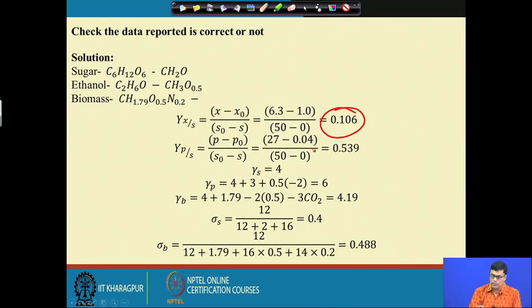One is the cell mass yield, 0.106 gram of cell per gram of substrate consumed. Yp by S is 1.539 gram of ethanol per gram of substrate consumed. Then we can calculate from the empirical formula, from the gram atom of carbon, the gamma S value, gamma P value, and gamma B value. Similarly, we can easily calculate sigma S, sigma B and sigma P.